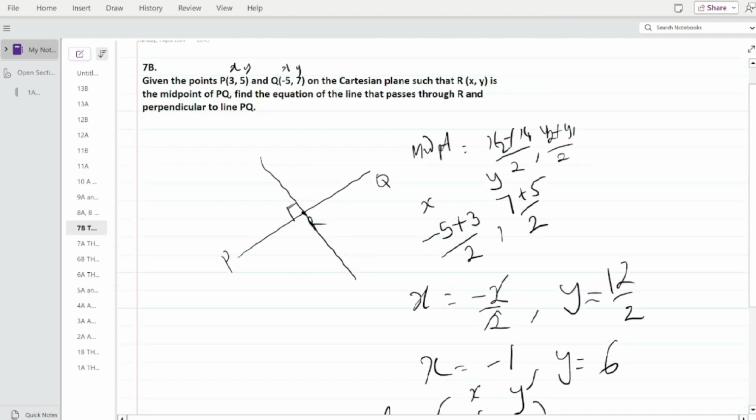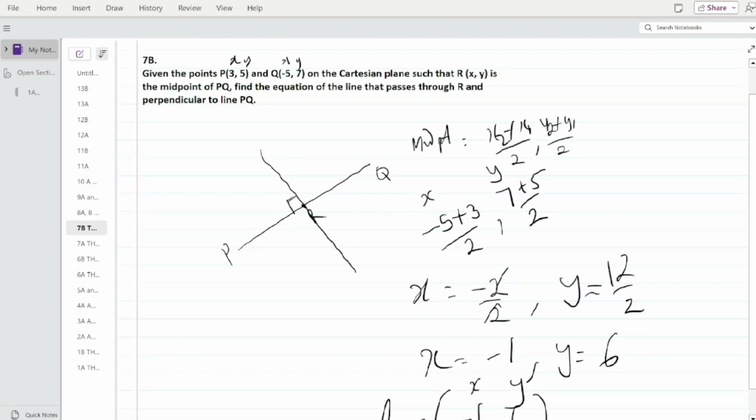And back to the question, it says find the equation of a line which passes through R and is perpendicular to line PQ. If the line passes through R, it gives us that R is a coordinate on that new line, the perpendicular line whose equation we are finding. And when they say the word perpendicular, it means the gradient of the new line can be deduced from the old one, which is PQ.